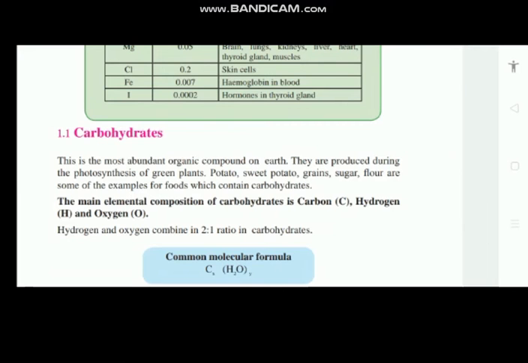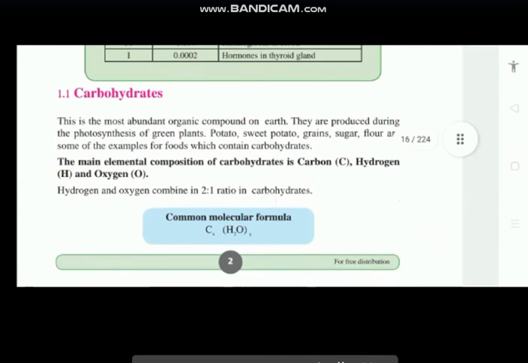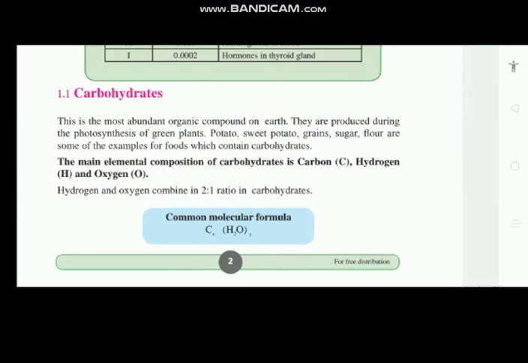The main elemental composition of carbohydrate is carbon, hydrogen and oxygen. Among these, hydrogen and oxygen combine in a 2:1 ratio. So this is the common molecular formula of carbohydrate, that is Cx(H2O)y. Based on the numbers, the chemical formulas of carbohydrates are formed. This is the common formula used to build up those.